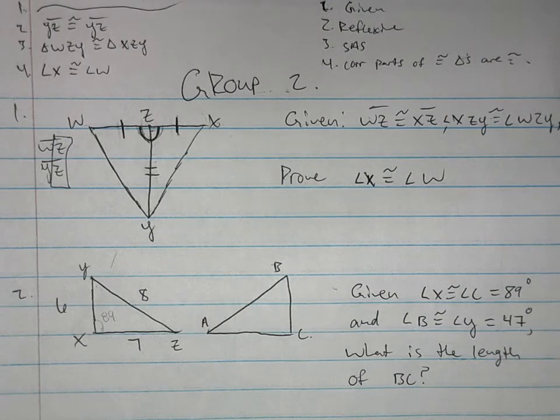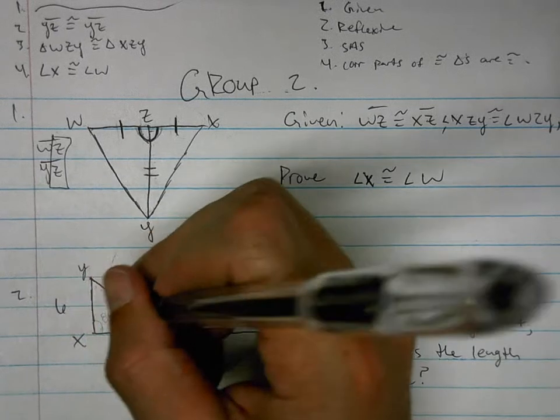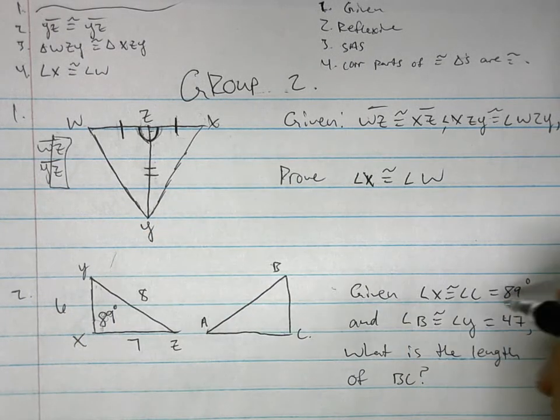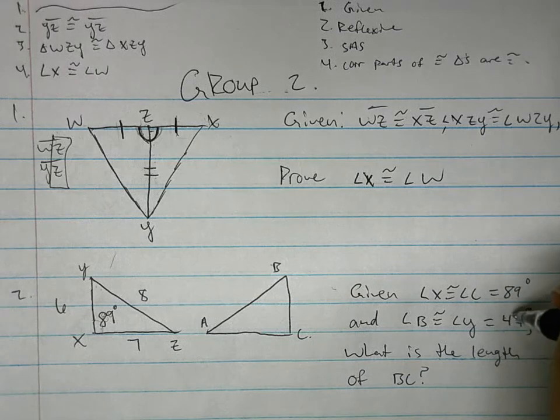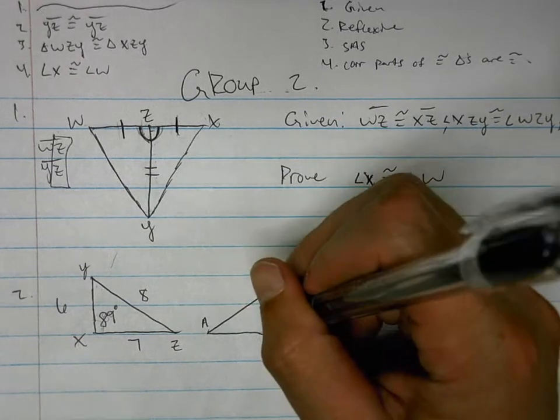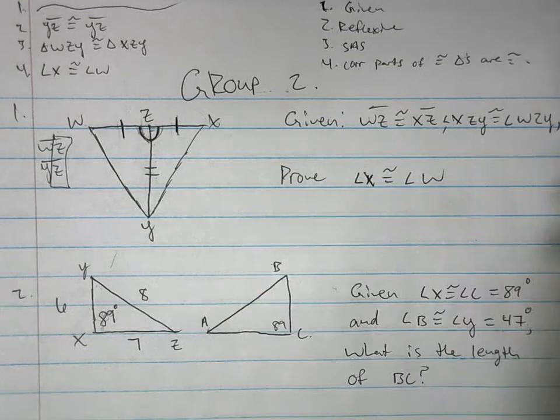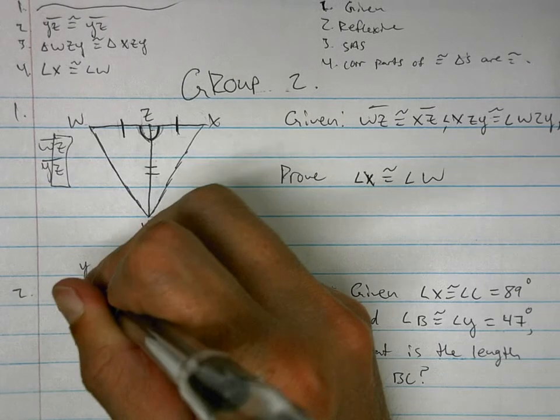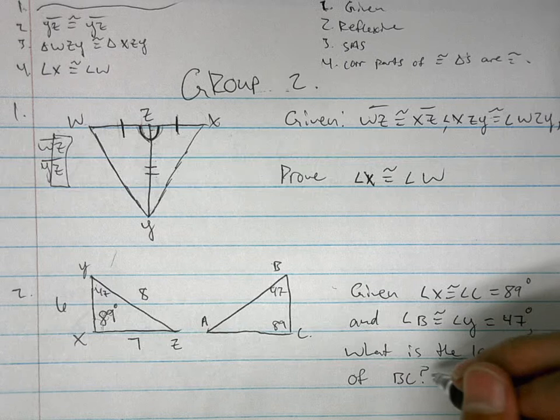Okay, number 2. Given that X equals C equals 89. So this is 89 degrees right here. And we have B equals Y, which is 47. So X and C are 89. B and Y are 47. What is the length of BC?